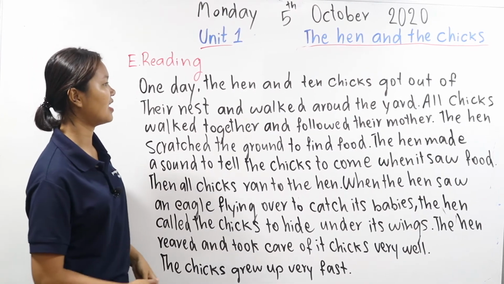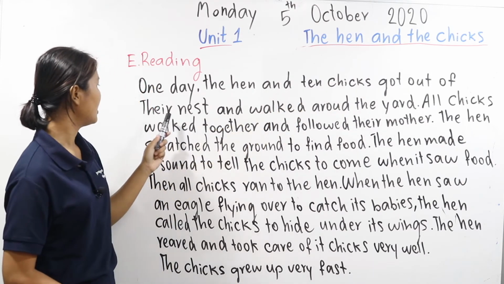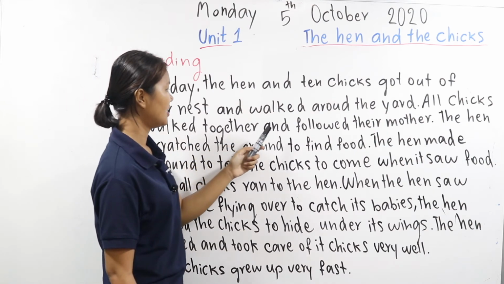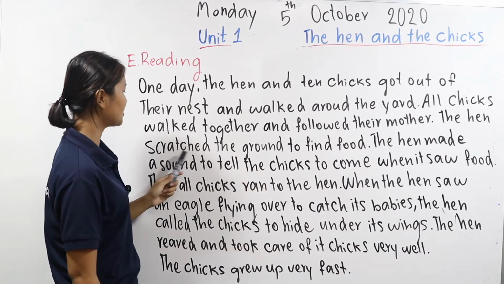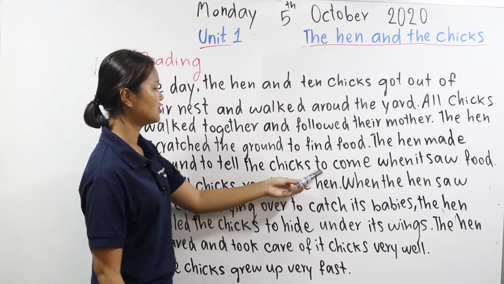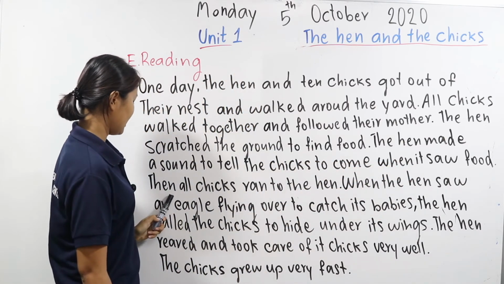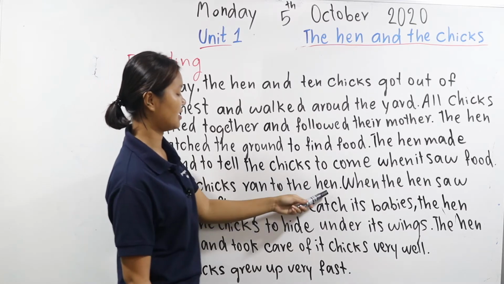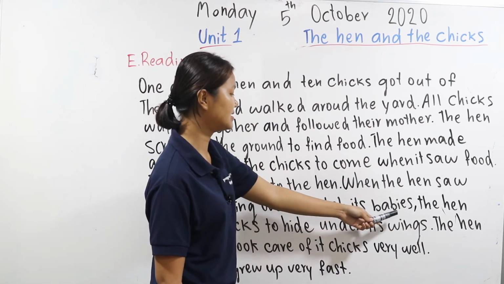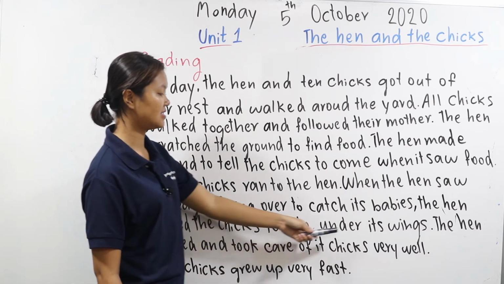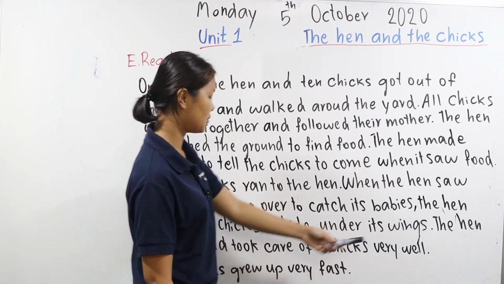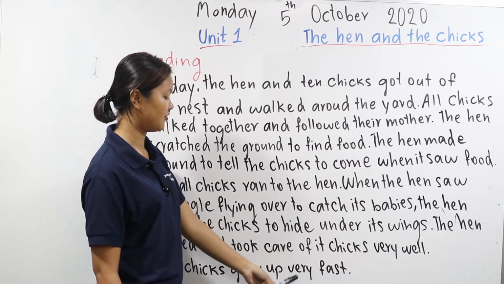One day, the hen and 10 chicks got out of their nest and walked around the yard. All chicks walked together and followed their mother. The hen scratched the ground to find food. The hen made a sound to tell the chicks to come when it saw food. Then all chicks ran to the hen. When the hen saw an eagle flying over to catch its babies, the hen called the chicks to hide under its wings. The hen reared and took care of its chicks very well. The chicks grew up very fast.